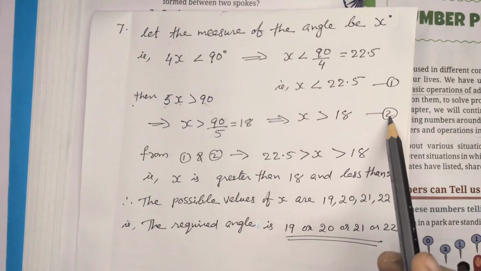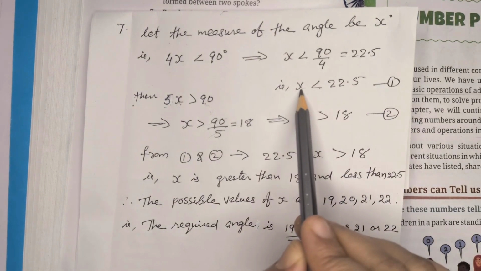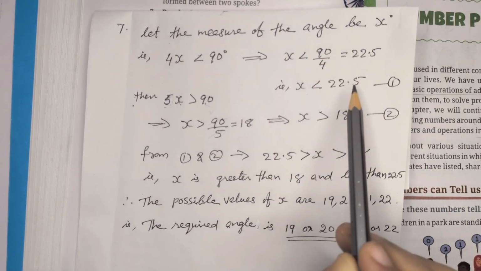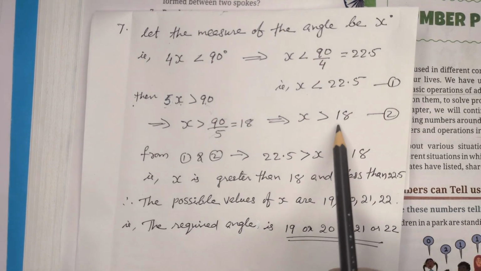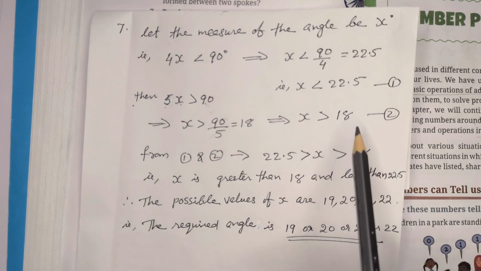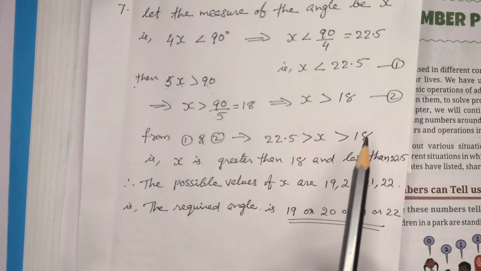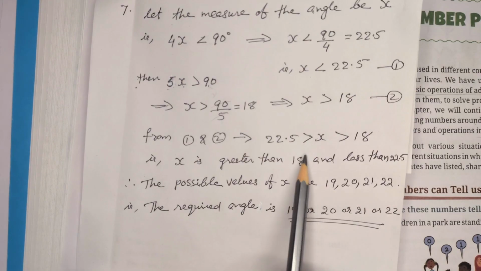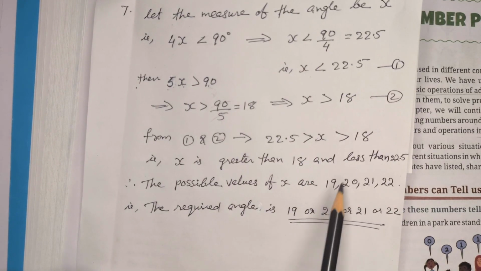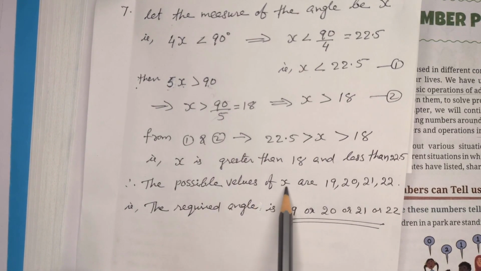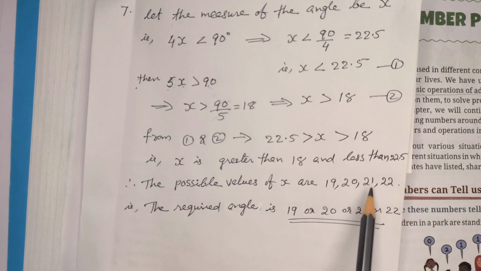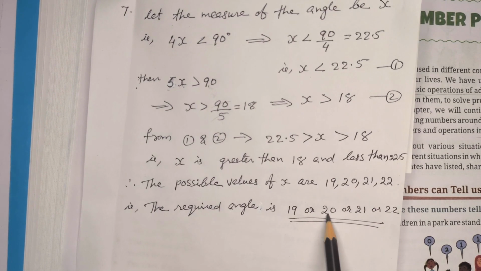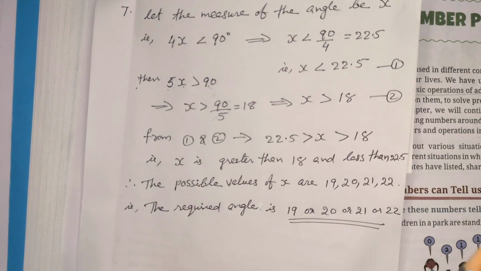Here, this is the first condition, here the second one. So here is the x value of that measure. x will be less than 22.5. Here it is greater than 18. So we can write the same way: greater than 18 and less than 22.5. So in between those numbers, we will get the possible values of x: 19, 20, 21, 22. So the required angle is 19 or 20 or 21 or 22.